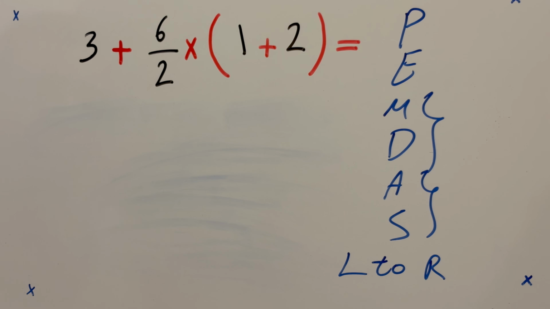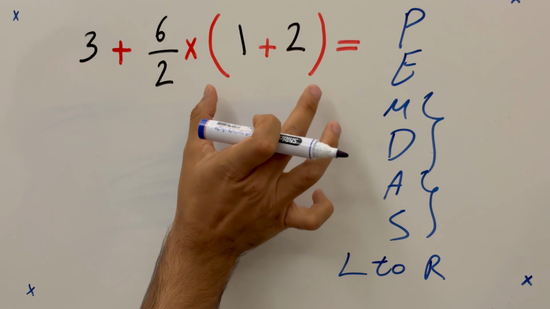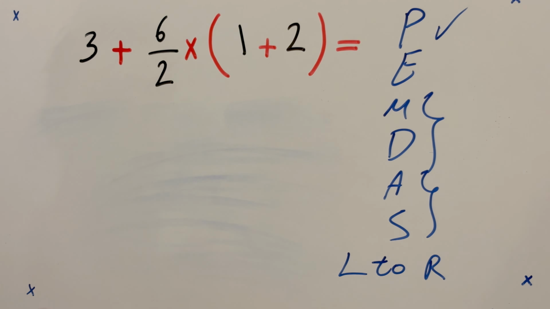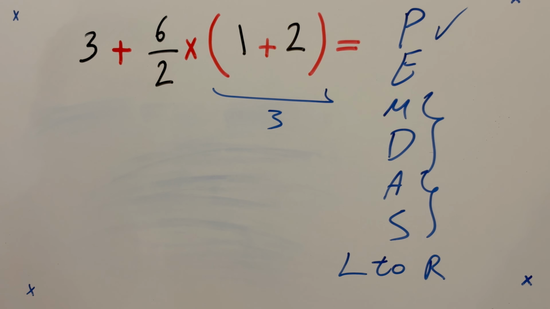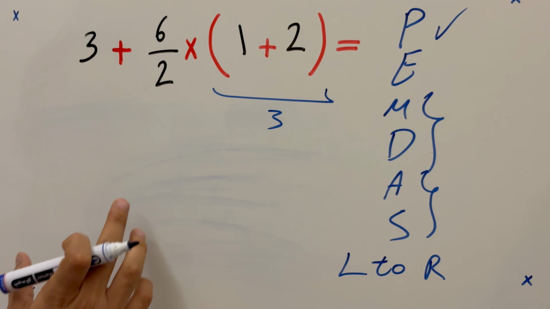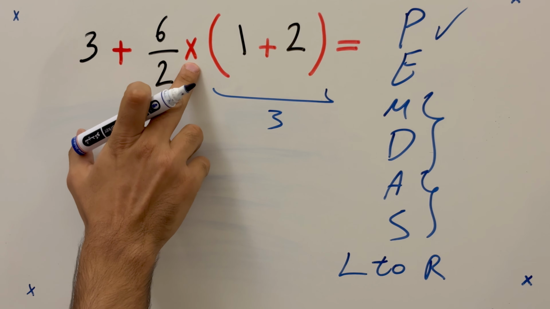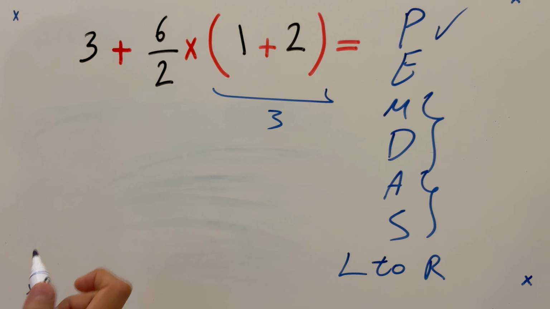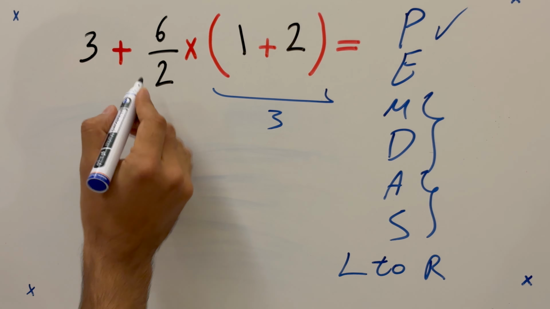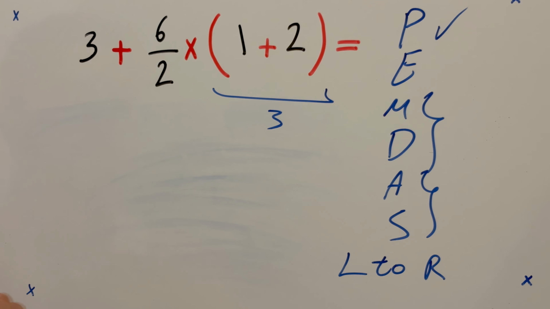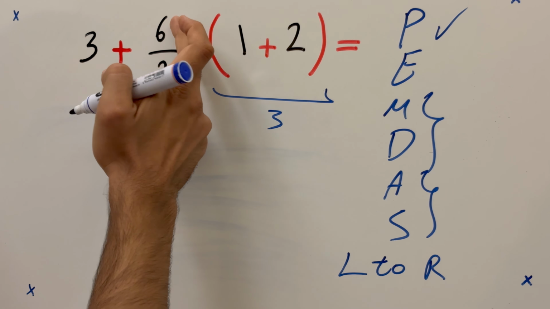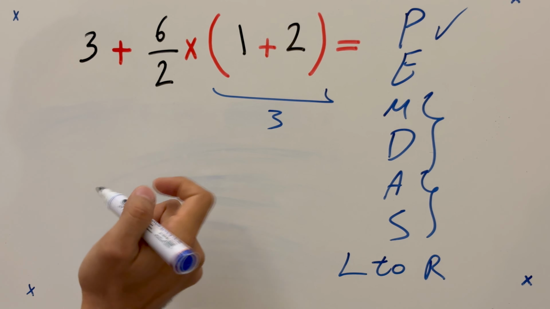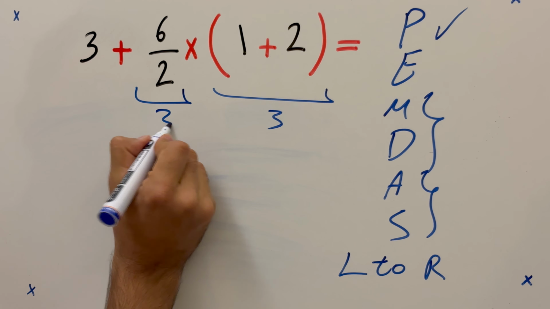Okay? Now, we have parentheses, okay? It's first. So, 1 plus 2 equals 3. Now, we have a division and multiplication. So, you have to go left to right, okay? Division is the first. So, 6 over 2 or 6 divided by 2 gives us 3.